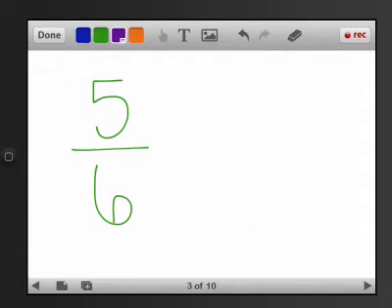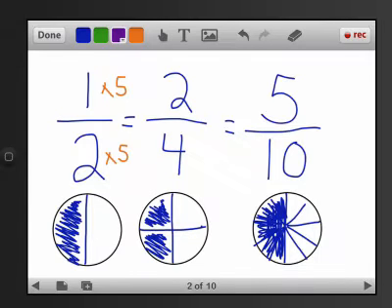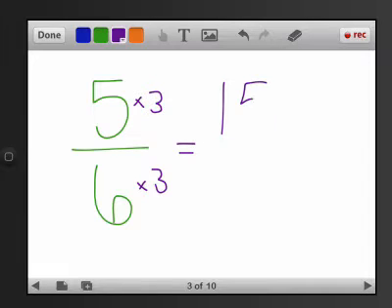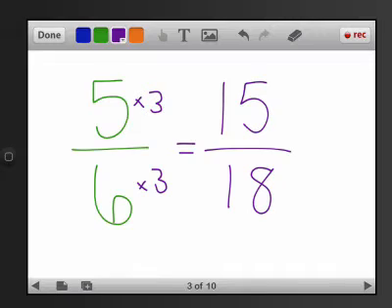Let's take the fraction 5/6. Let's find an equivalent fraction to it. There are 1,000 different fractions you could write down. All I need to do is multiply the top number and the bottom number by the same number. Let's pick 3 this time. 5 times 3 is 15. 6 times 3 is 18. That is an equivalent fraction.